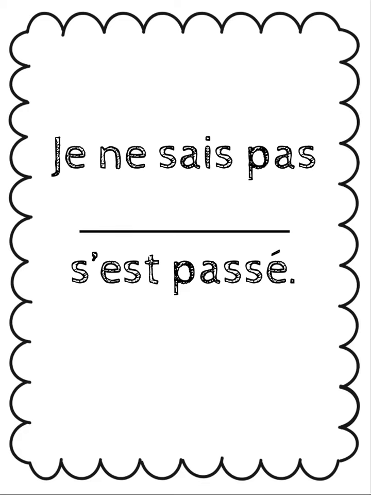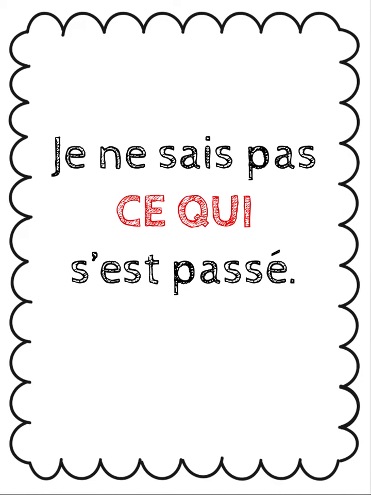Let's have a look at this one. Je ne sais pas, c'est passé. So look at what comes after the blank. You have a verb, est. Yes, you have a reflexive pronoun before the verb, but that's a reflexive pronoun. It's not a subject pronoun, all right? So you actually have a verb after the blank, which means you need a subject. So we're going to use ce qui. Je ne sais pas ce qui s'est passé. Ce qui s'est passé. D'accord?